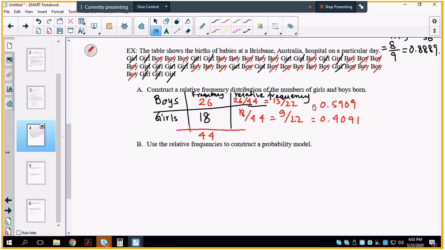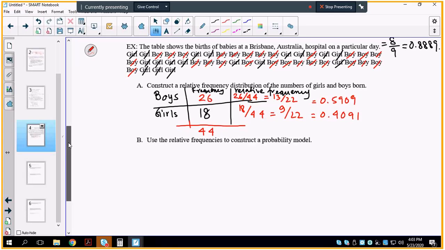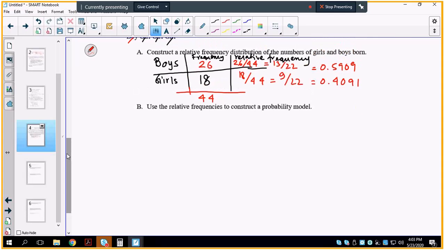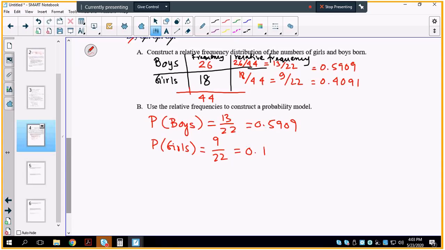So then what we will do, we will use the relative frequencies to construct a probability model. And that's very simple. All you need to say is that probability of boys is equal to 13 over 22, or you can say 0.5909 in the decimal format. And probability of girls is equal to 9 over 22. And that should be equal to 0.4091.